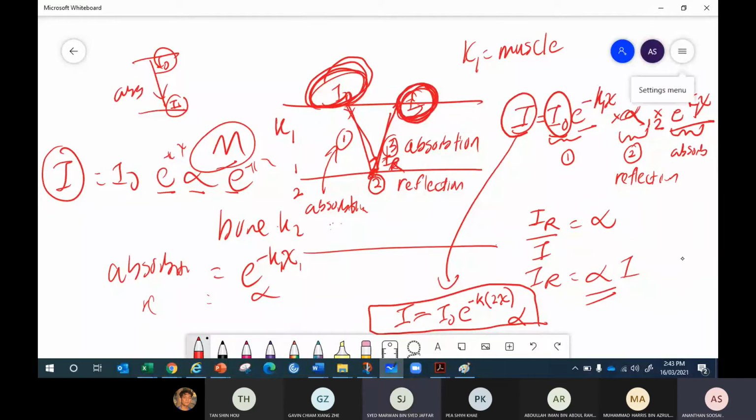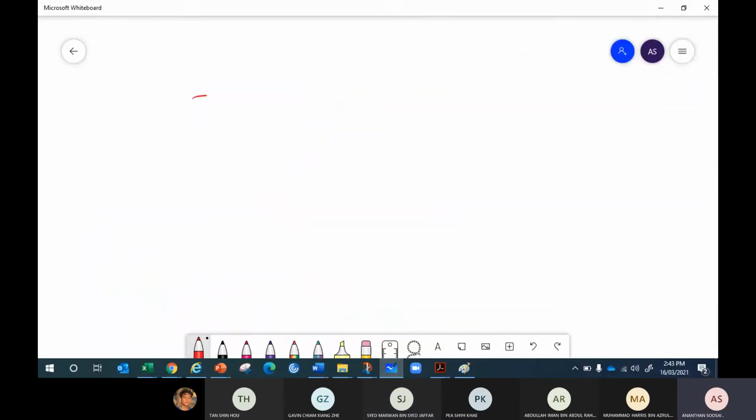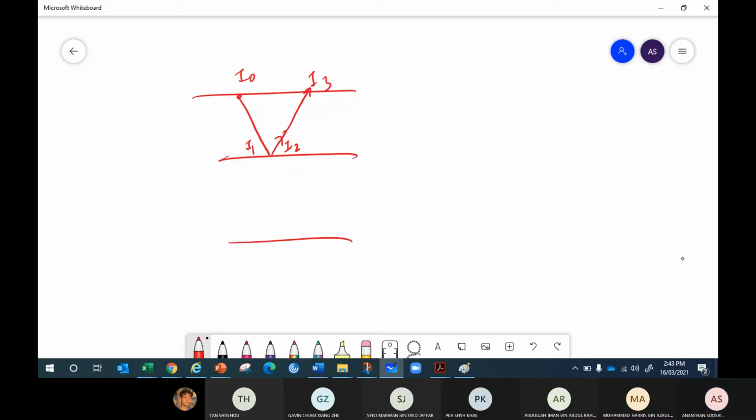Where did IR go? IR has been already considered. IR is a part of it. Okay, you want to know IR? Let me see, again, three materials. The original one is I naught. When it reaches here, let's say I1. Reflected, let's say I2. Reach up here, let's say I3.